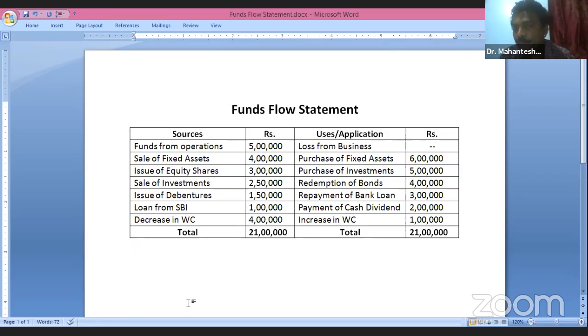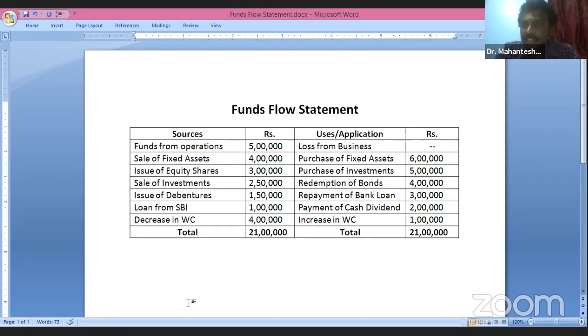Redemption of bonds is for redemption and repayment. Bonds is about 20%, an indication that you are repaying your existing liability. That shows you have a sound financial year for the present situation. Repayment of bank loan is 3 lakhs. 5 lakhs, redemption of bond is 4 lakhs, repayment of bank loan is 3 lakhs. Together it is 7 lakhs. 7 lakh is about 35% of the total funds used.